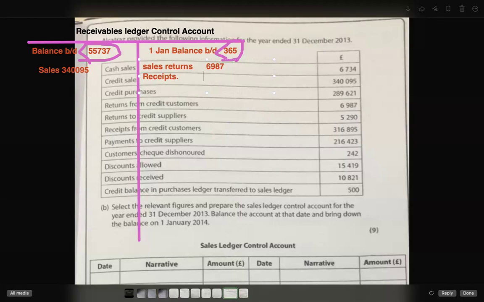Aditya, are you here? Customer. Oh, we have a dishonored check. Check dishonor, 242. Right. What else do we have? Discount allowed. 15419.